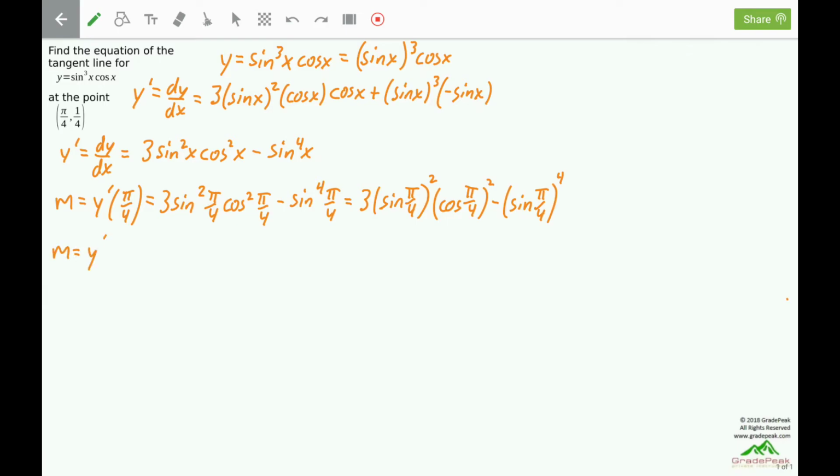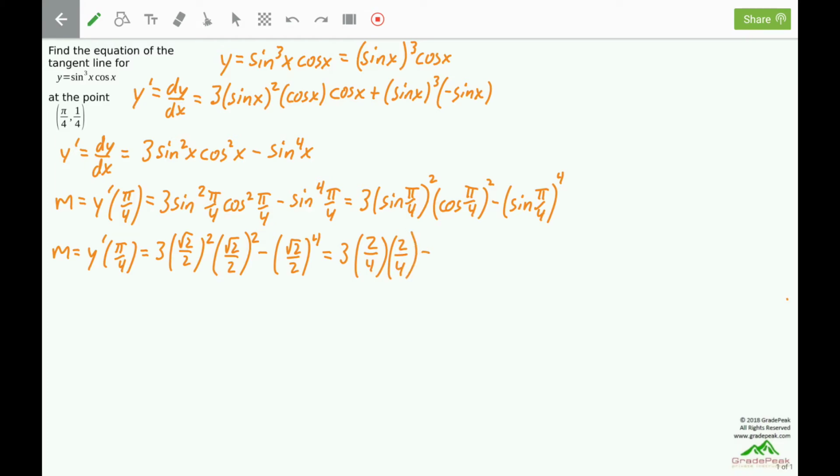So the slope, which is y prime of pi over 4, will be 3 times sine of pi over 4 is root 2 over 2, and we have that squared. Cosine of pi over 4 is the same thing, root 2 over 2. And then we have sine of pi over 4 again, this time raised to the 4th power. Now we'll square root 2 over 2. You can square them each. Root 2 squared is a 2. 2 squared is a 4. Likewise for the next one, also a 2 over 4.